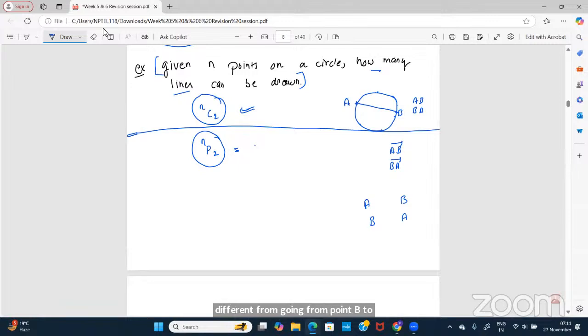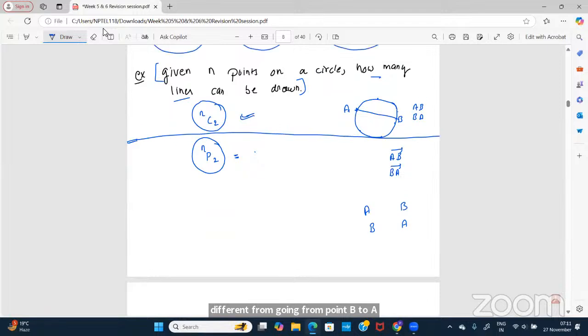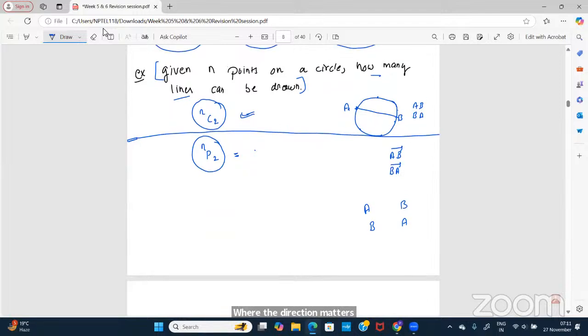Understand where the direction matters. In this question, it will be NC2 only because this is a line. If you call it line AB or BA, that does not matter here. That will be the same. But just in case the direction is also given, then the order will change, right? Then the order will matter here in that case.